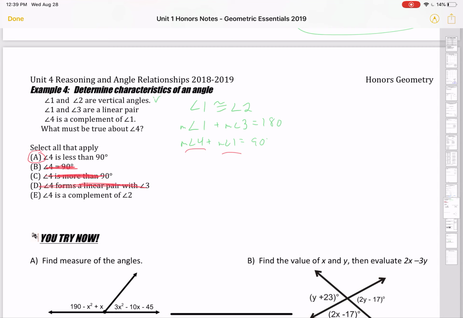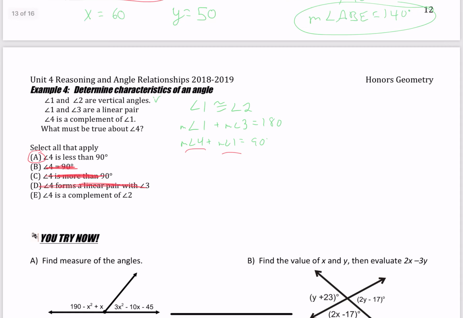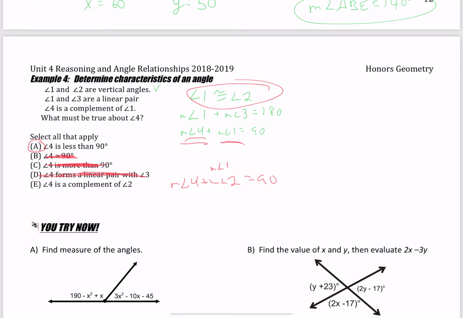And this last one says that angle 4 is a complement of angle 2. Well, if that's the case, then the measure of angle 4 plus the measure of angle 2 equals 90. I know 4 plus 1 is 90, and I know from them being vertical angles that 1 and 2 are the same. So if I do a substitution, measure of angle 1 and the measure of angle 2 are going to be the exact same thing. So I can just swap out angle 2 for angle 1, and that's going to make E work. So my final answers there are A and E.